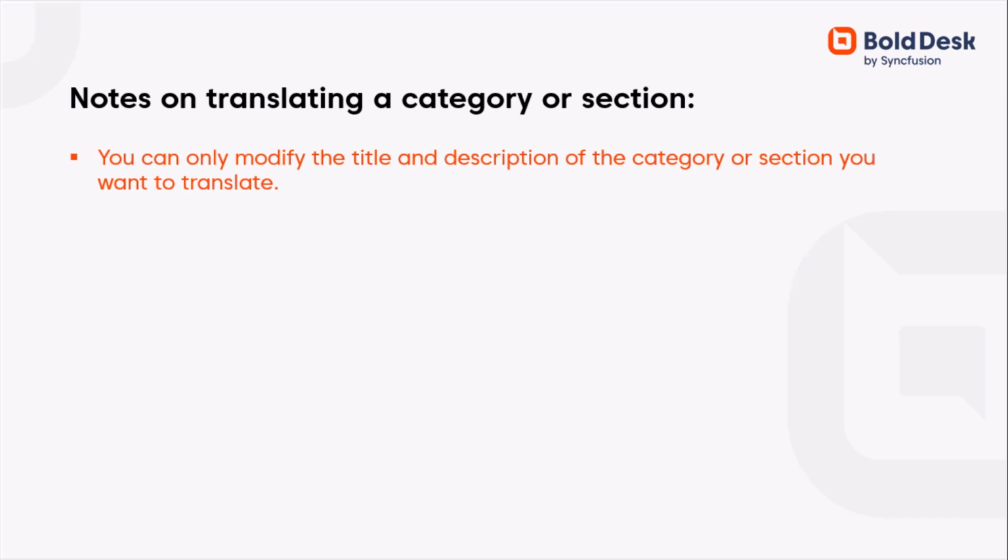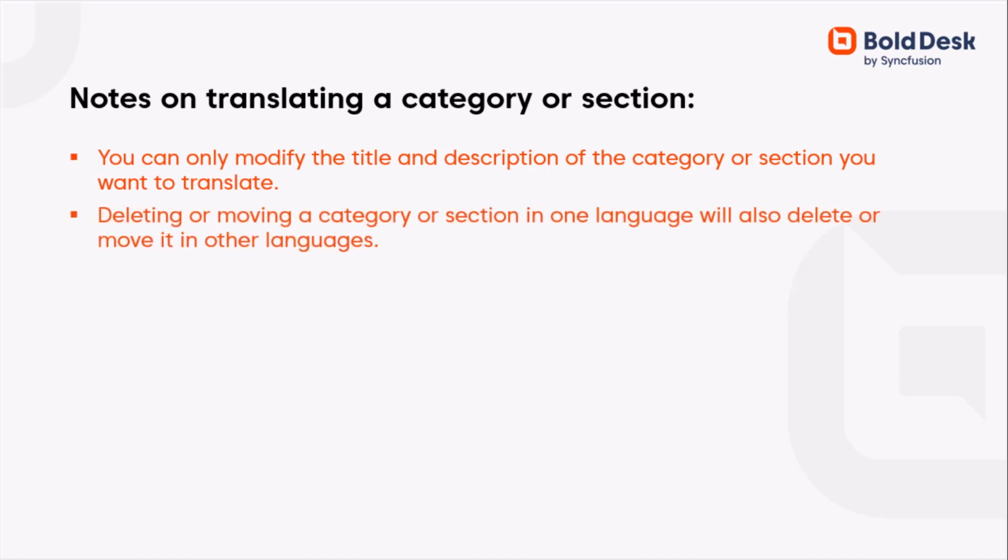Note two things when translating a category or section to a secondary language. You can only modify the title and the description of the category or section you want to translate. Deleting or moving a category or section in one language will result in the deletion or movement of the same category or section in other languages as well.